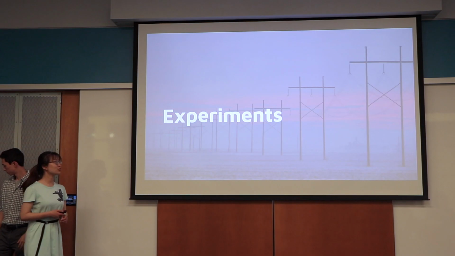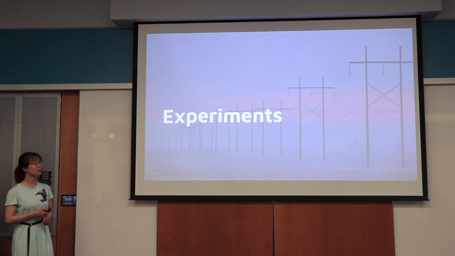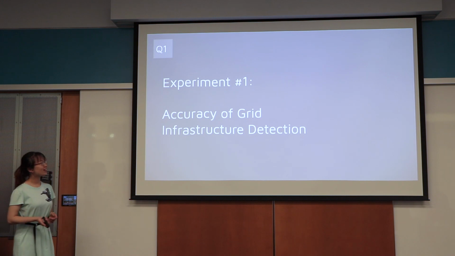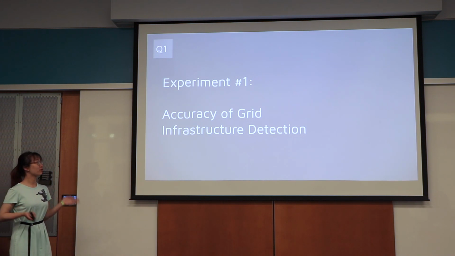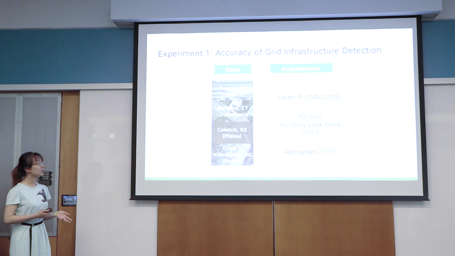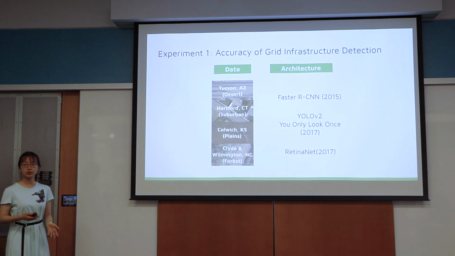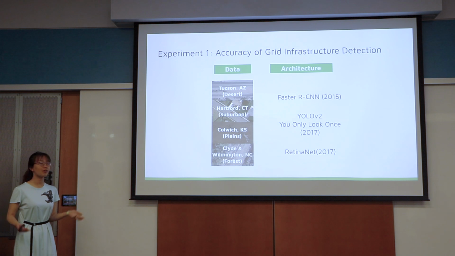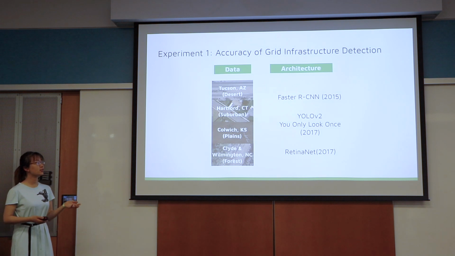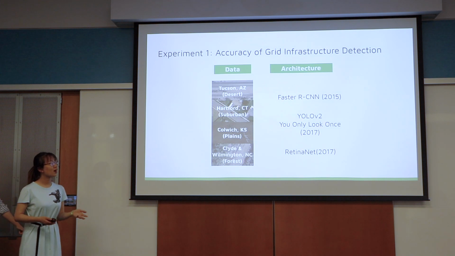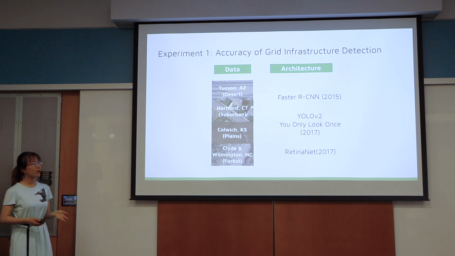All right, so to see the results of the model, let's see what model performs best for our problem. In order to figure out which is the best model for our problem, we really want to maximize use of our data. So we trained 3 models, which are Faster R-CNN, YOLO version 2, and RetinaNet.